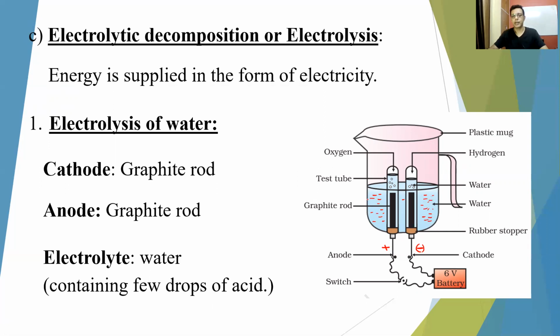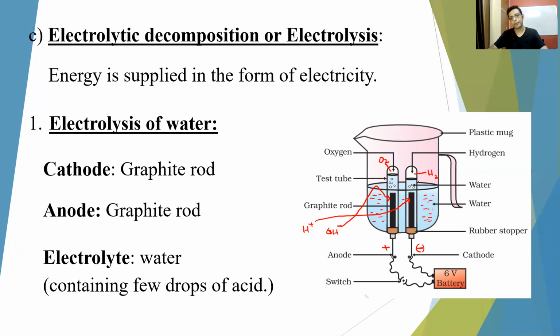Now, when you pass current, this water will give you H+ and OH-. Notice H+, which is positively charged, will go to this negative electrode, and it produces these bubbles of hydrogen gas. It will be converted to hydrogen gas. OH- will go to the positive electrode and produces oxygen gas. So at the cathode, you will get hydrogen gas. At the anode, you will get oxygen gas during electrolysis.